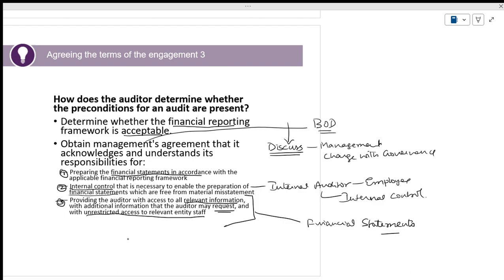That's the reason they say these are the preconditions. You cannot say, I am giving you an assignment, I am giving you access, but I will not provide you information. When I am giving you a task, I should provide all the information. That is one of the terms of the engagement.